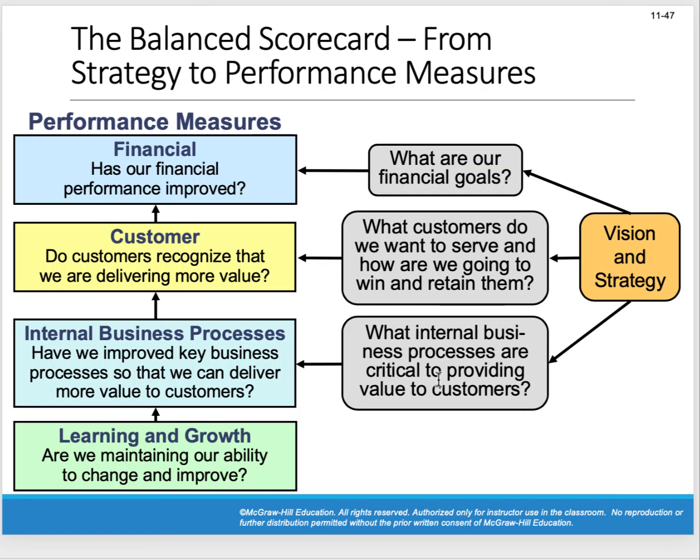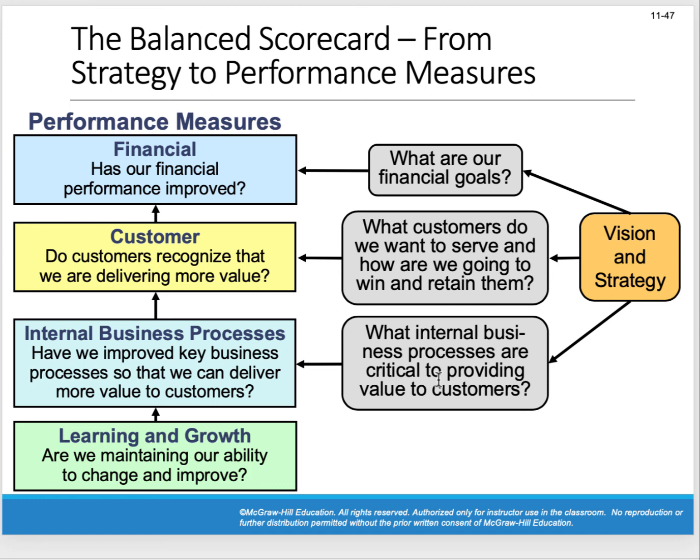And basically how the balanced scorecard works is we start off with looking at learning and growth, really, right? Are we maintaining our ability to change and improve? And we're not just talking about a product, we're talking about the entire company. Is the entire company learning and growing, right? Are they able to change? Are they able to improve their products? If they are, then that's going to increase their score on their balanced scorecard.